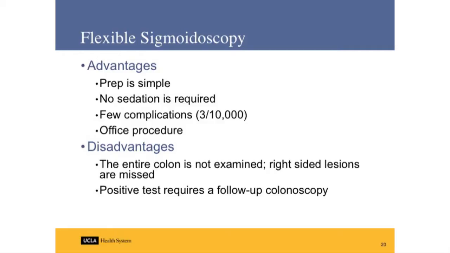The disadvantage that I've already mentioned is that the entire colon is not examined. So any cancer that's on the right side of the colon can be missed. And if one does have a cancer that's detected on flexible sigmoidoscopy, say in the left colon, then oftentimes those patients need a full colonoscopy just to make sure they don't have another cancer growing on the right side, because as you know, patients who have a cancer at one site could be at risk of developing another cancer at another site.